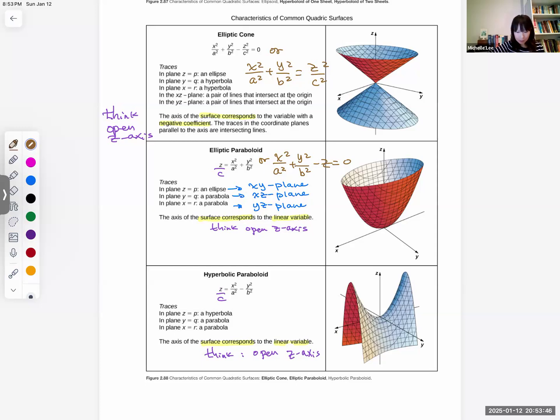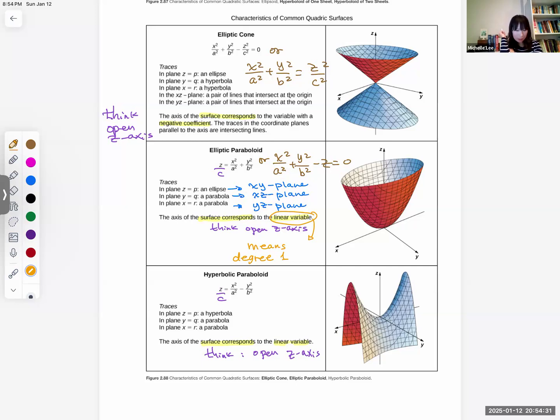Make sense? And then they say that the surface corresponds to the linear variable. In that case, the linear variable has degree 1, right? So in that case, z has degree 1. So open z-axis. Yeah. We went over y over c, x over c earlier, right?